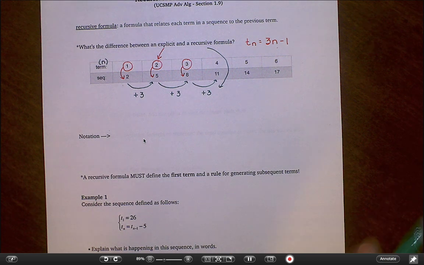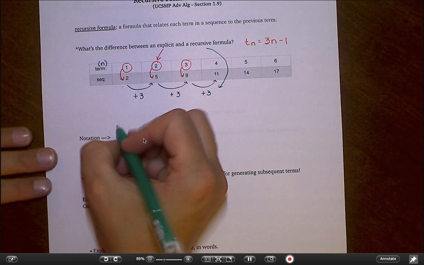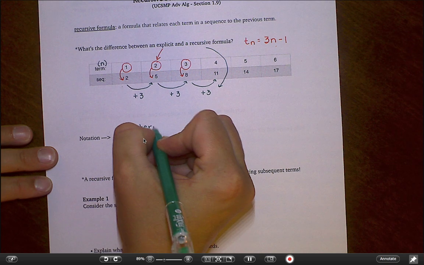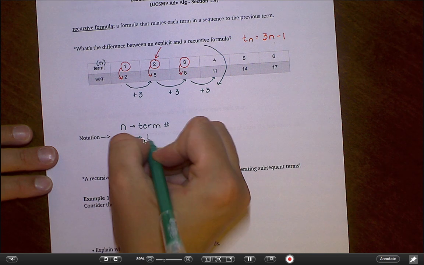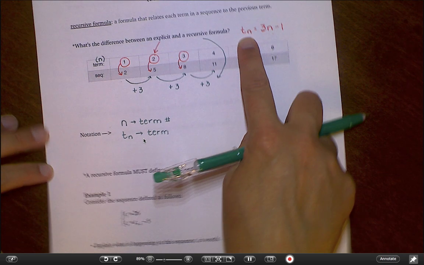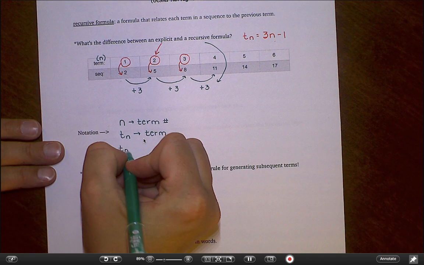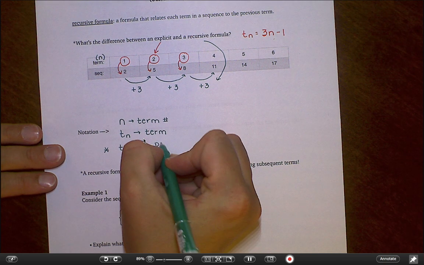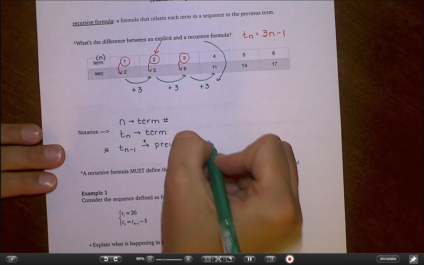So there's some notation that's really specific to the recursive formula. Some of it you already know. For example, we already know that n does represent the term number, and that's not nearly as important in this type of sequence. If I say t sub n, I'm just talking about a term in the sequence, any term. Okay, and that's the same thing I used up here. The one that's new and the one that's specific to the recursive formula is this, t sub n minus 1. And what this is referring to is the previous term, which is a big deal in a recursive formula.